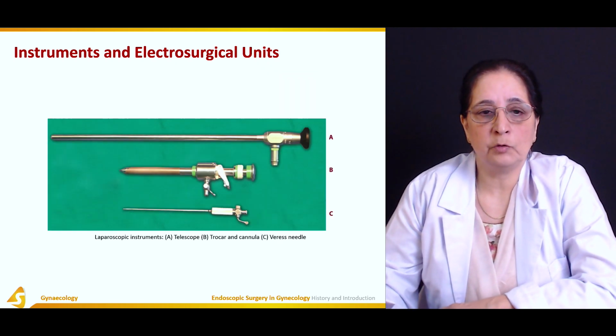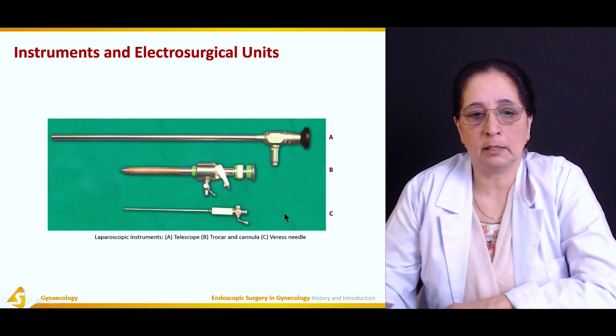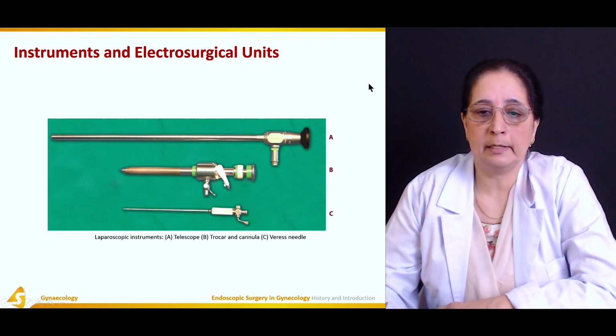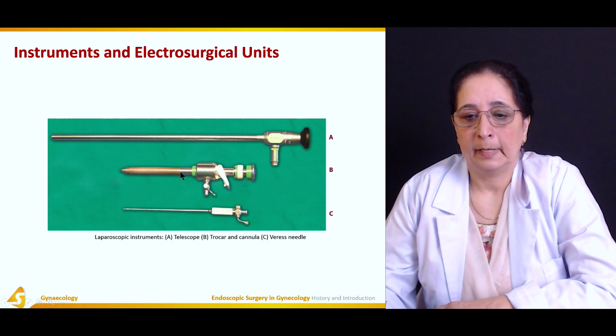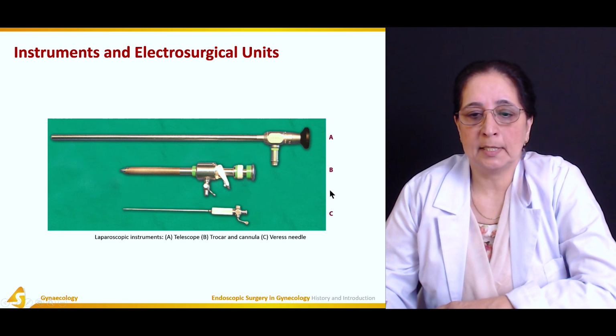These are also instruments. This is the telescope. The telescope is inserted inside to visualize the organs. So with the laparoscope, this is the telescope. And then we have the trocar and cannula. The trocar and cannula is first inserted, and then the trocar is removed, and then we can perform different procedures through this cannula. And then this is the Veress needle.